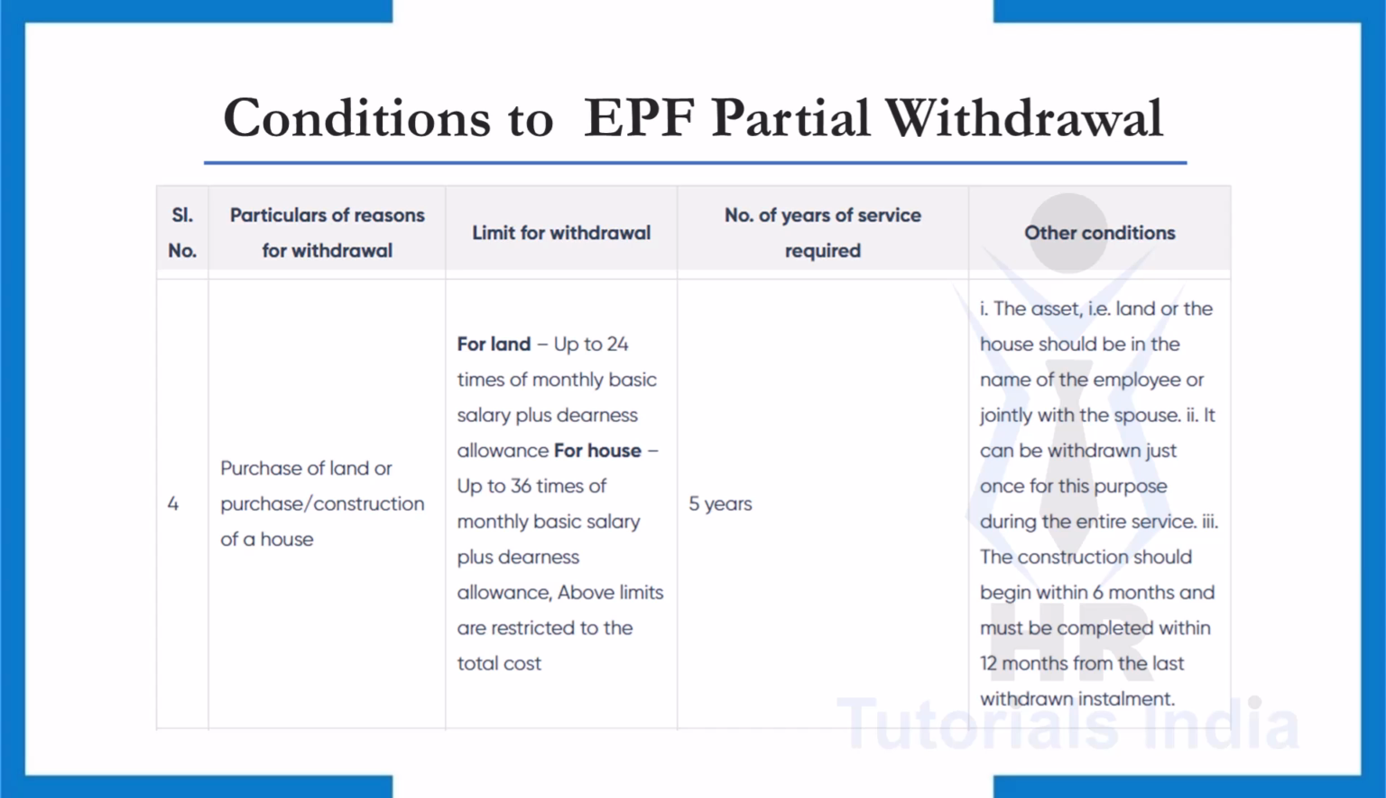And the condition is the asset, that is land or house, should be in the name of the employee or jointly with the spouse. It can be withdrawn just once for the purpose during the entire service, and the construction should begin within 6 months and must be completed within 12 months of the last withdrawn installment.